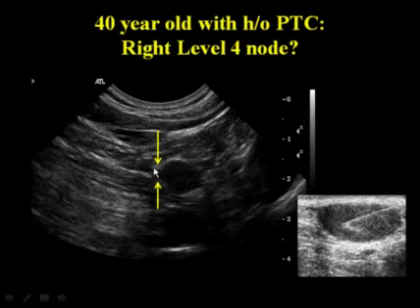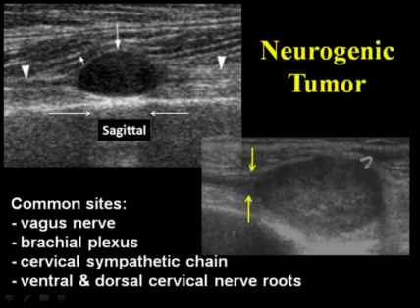I went back and looked at my images, and in retrospect, saw this little bit of peripheral nerve continuity, and this turned out to be a peripheral nerve tumor. Again, some images from the literature. This hypoechoic lesion does have posterior acoustic enhancement, and you can see the continuity to the peripheral nerve. Another lesion with peripheral nerve continuity.